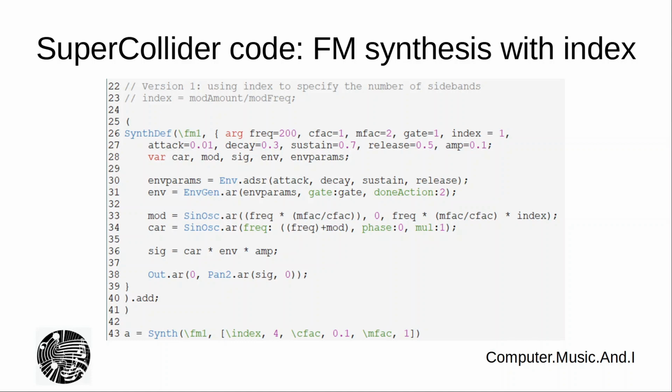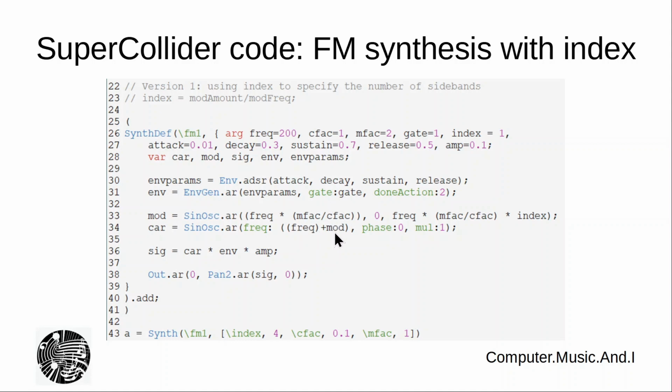So this is the revised version of the FM synthesizer, and you can see we've now got another argument which is called index. Usually it's 1, and we also only are using the MFAC and CFAC for the modulator by simply dividing these two together, which simply means that here the C factor is going to be 1 and it can't be seen.